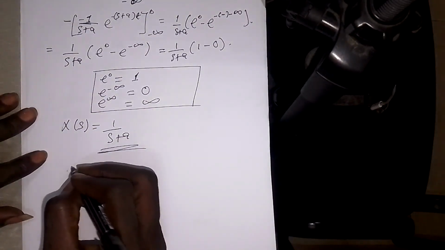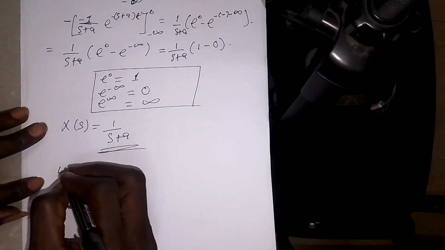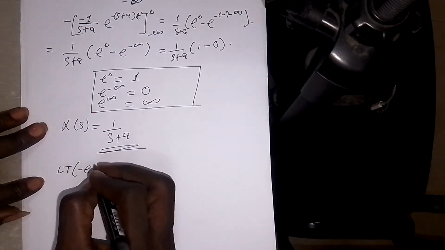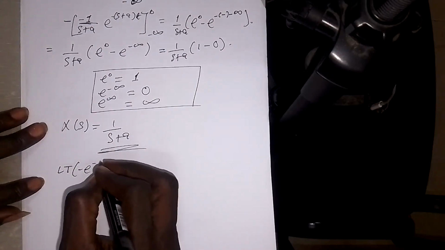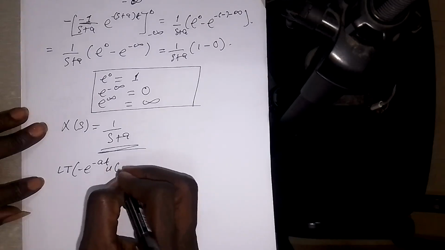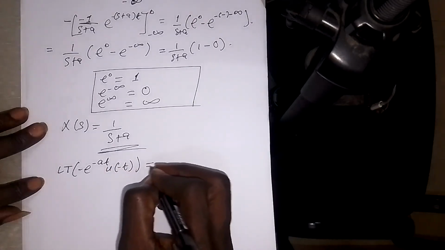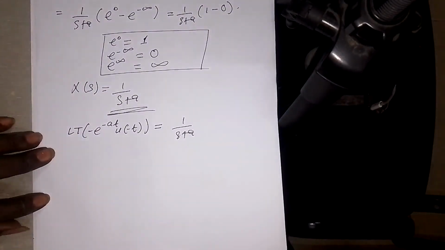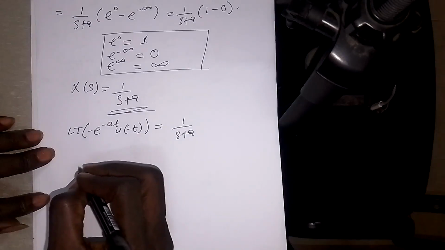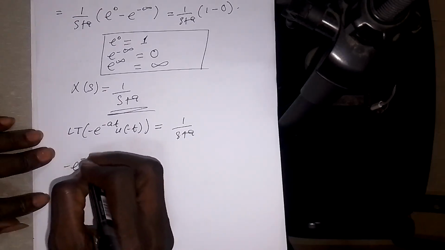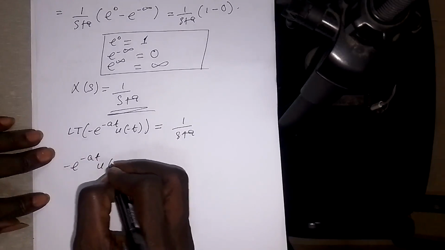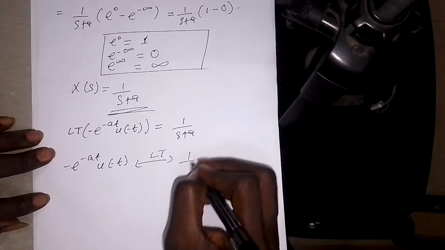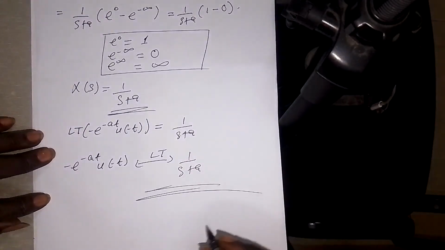So now this will be the Laplace transform. The Laplace transform of e exponent minus at, into u of minus t, is equal to 1 over s plus a. Or you can also write it in this particular format: that minus e exponent minus at into u of minus t has a Laplace transform of 1 over s plus a. So this is the end of this question.